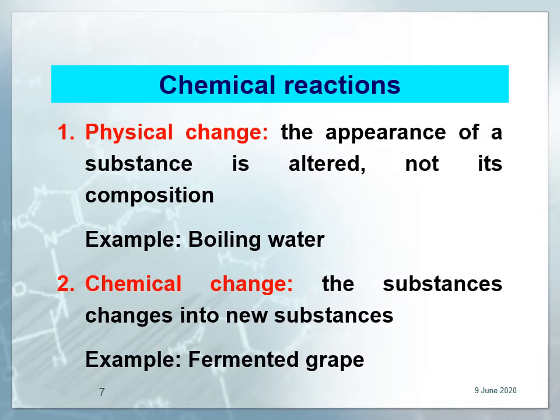Next, we move to chemical changes. We expect there are 2 changes that can occur, which are physical and chemical changes. Physical change: the appearance of a substance is altered, not its composition. Example: water. When it becomes a gas, or freezes to a solid, it is still water. Chemical change: the substance changes into a new substance. Example: fermented grapes are grapes that we store in a container for a certain time. They undergo the fermentation process and produce ethanol as a byproduct.